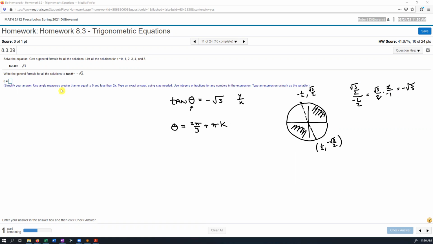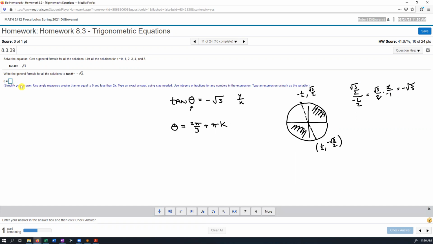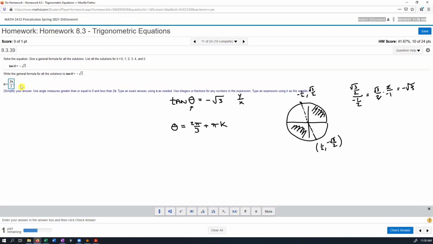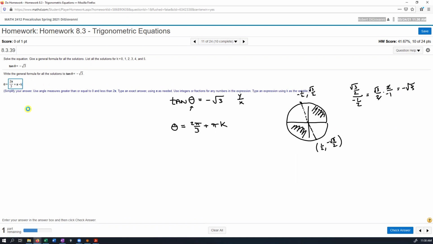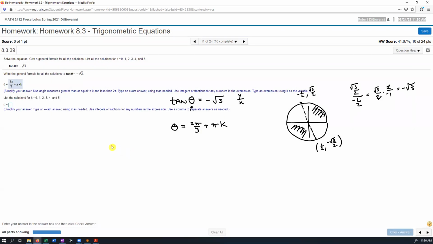They'll probably take the general solution without a common denominator. Let's see. 2 pi over 3 plus, I'm going to write pi times k. I'm going to see how it does with this. Yeah, it did it. Okay, good. Now it wants the answers for k equals 0. So now I am going to get the common denominator, just make my life easier. So 2 pi plus 3 pi k over 3.